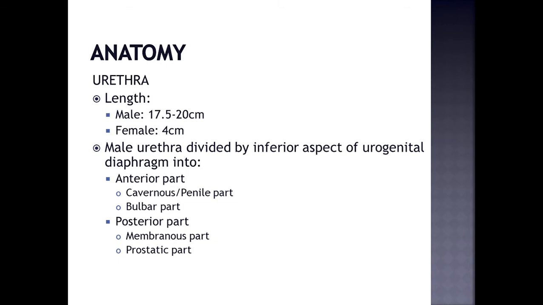Talking about the urethra, the length in males is about 17.5 to 20 centimeters, while in females it is very short, about 4 centimeters. The male urethra is divided by the inferior aspect of the urogenital diaphragm into an anterior part and a posterior part. The anterior part comprises the cavernous or penile part, which is more distal, and then the bulbar part. The posterior part is short, and it comprises a membranous part and the prostatic part.